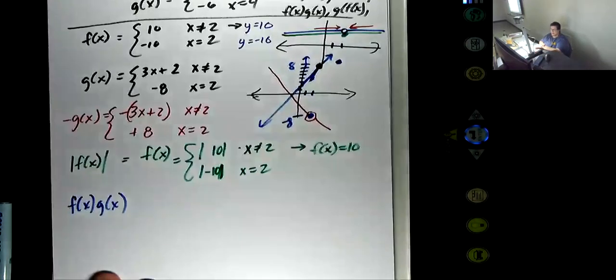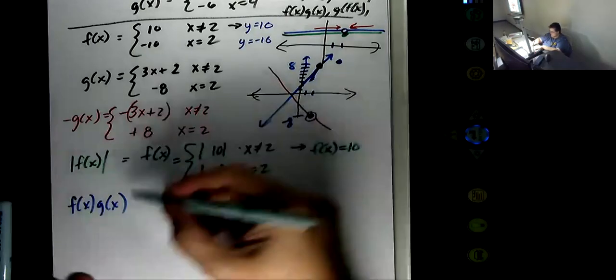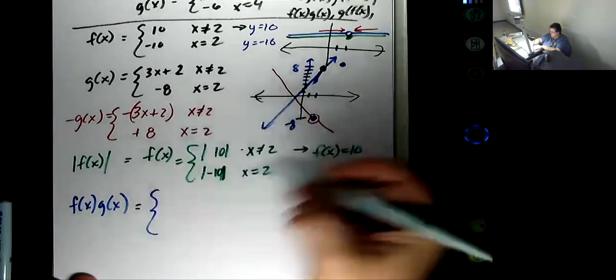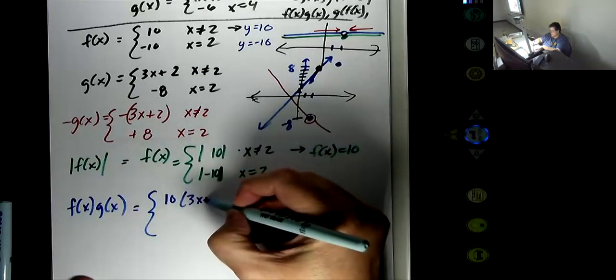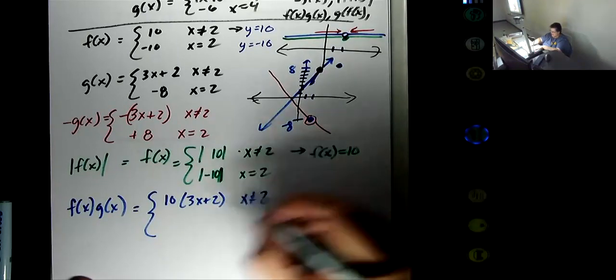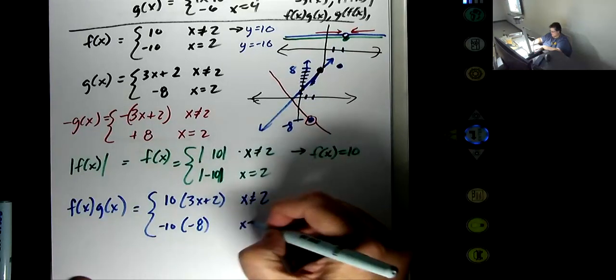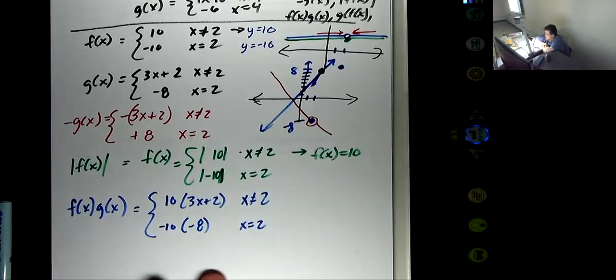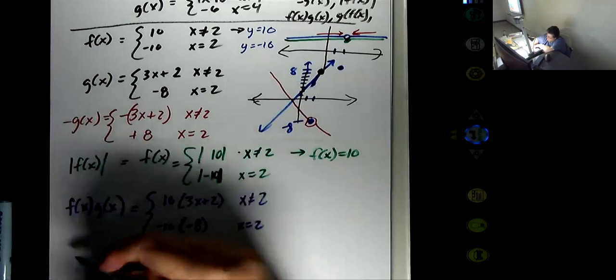This is one of the more complicated ones. So this is again a piecewise function. We've got 10 times 3x plus 2 when x doesn't equal 2, and we've got negative 10 times negative 8 when x equals 2. So we've got to look at the limit as x approaches 2.